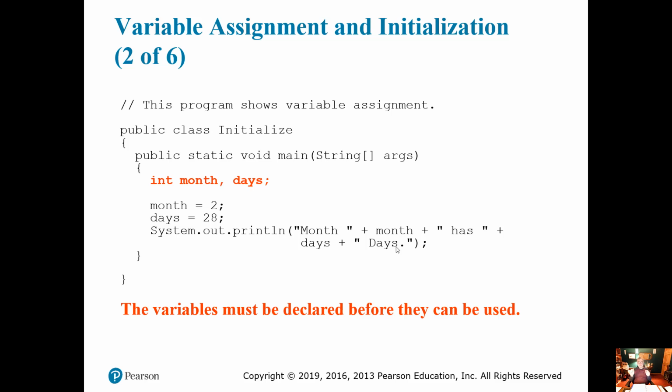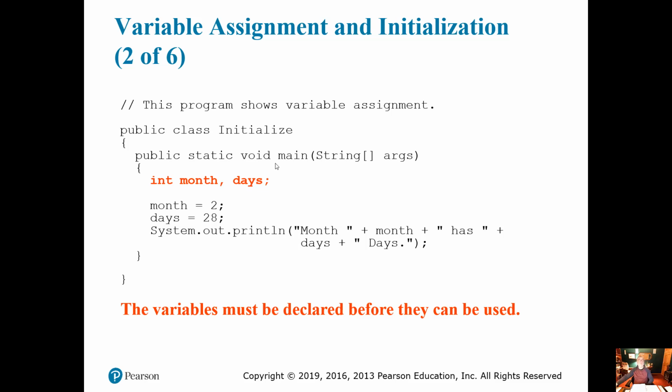Variables have to be declared before they're used. Now you see right here, integer month, comma, days. I can put them on the same line, semicolon. What this is basically saying is month and days are integers. I declared them. I told the compiler before it starts, I'm going to need some memory. I'm going to need some memory for months. I'm going to need some memory for days. They're going to be integers. That's 4 bytes. Remember that.